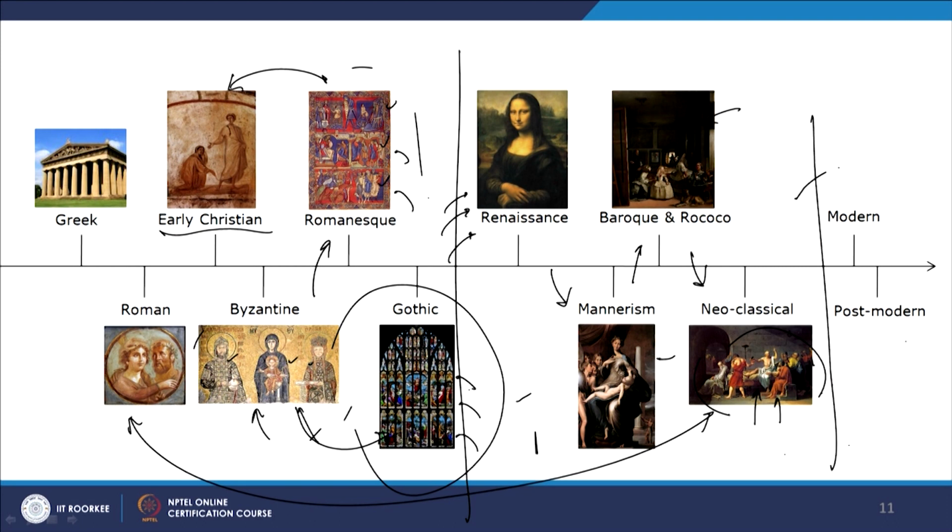And then the modern and postmodern styles came. So we'll discuss these architecture and painting styles in detail in the next class, and then we'll move on to the main part, which is contemporary architecture and design.